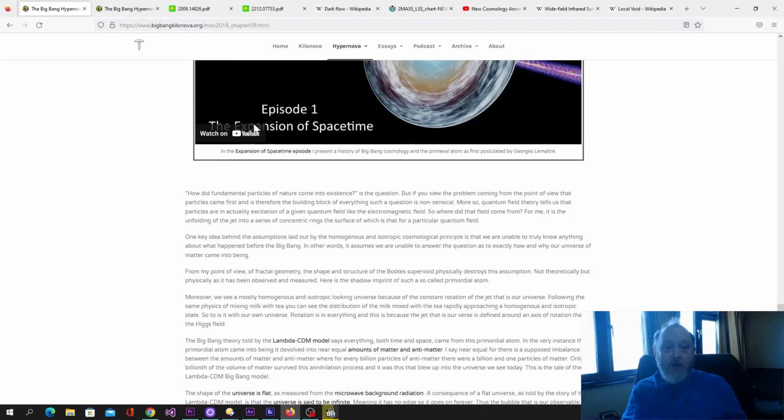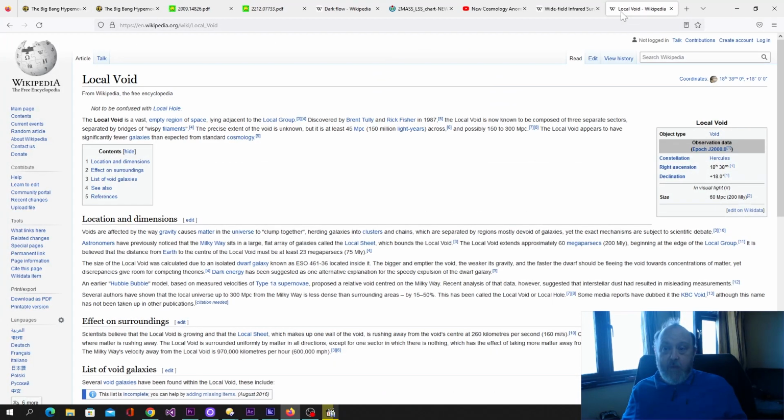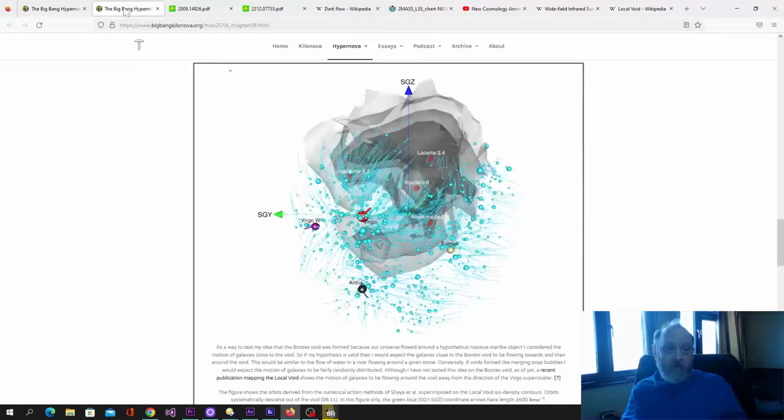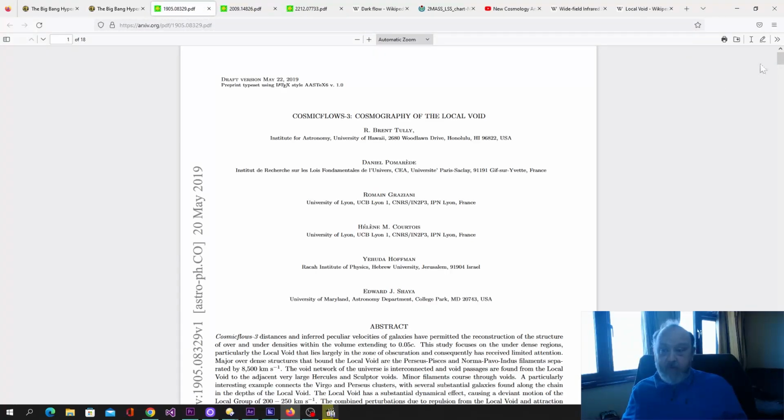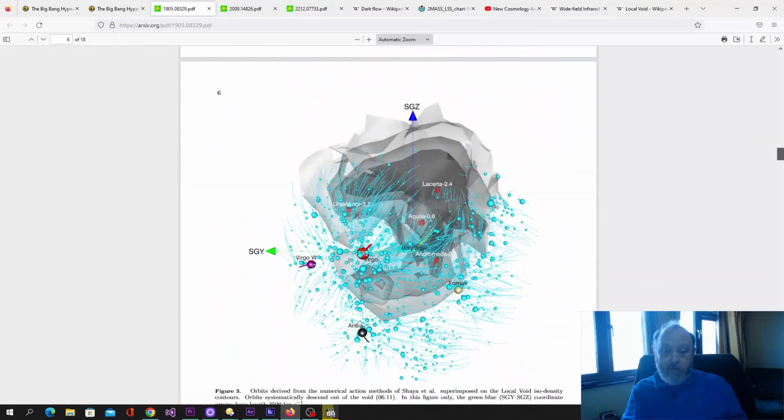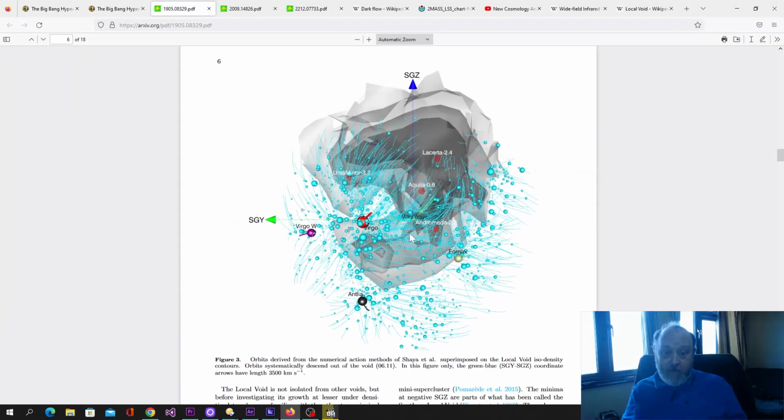I explain the wispy filaments there that we see in the local void, being the vast region of empty space that lies adjacent to the local group, discovered by Brent Tully and Rick Fisher in 1987. This picture here is coming from Brent Tully's work, where he maps out the cosmology of the local void, in which he produces this map showing the flow of galaxies around this volume of dark energy.